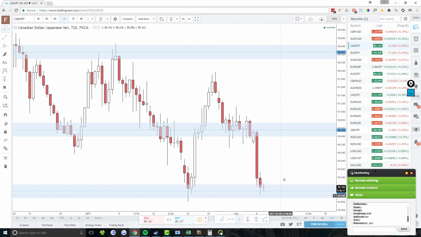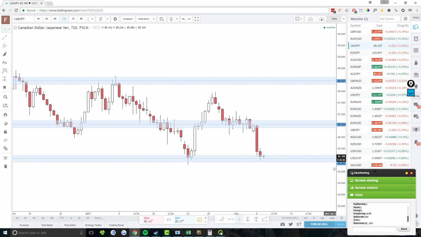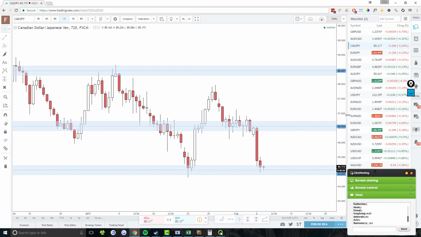I'm not saying I won't enter CADJPY. I'm not saying that at all. I'm just saying it's not my favorite out of the three. It's just not a pair that I'm crazy about. But yeah, that covers the analysis. Are there any questions about these setups?